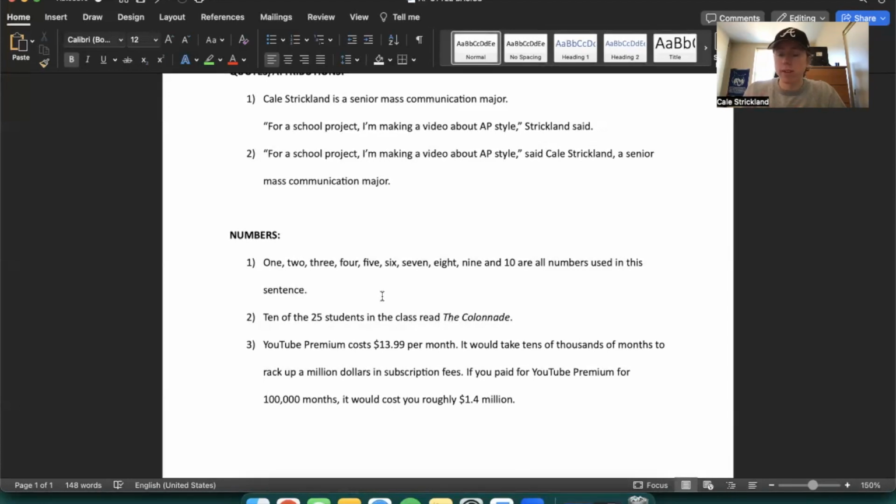The one exception is when a number is the beginning of a sentence. "Ten of the 25 students in the class read The Colonnade." Ten is the first word in the sentence here, so we spell it out, even though we would normally use digits. 25, not the first word in the sentence. It's above 9, so we use digits.